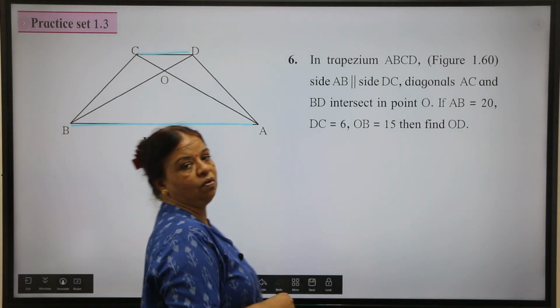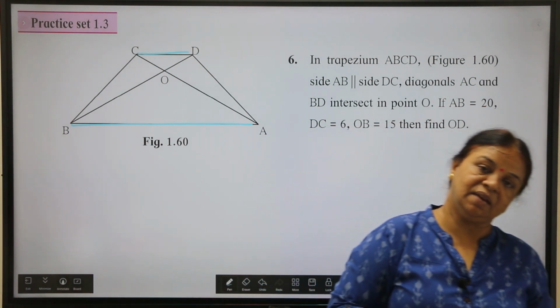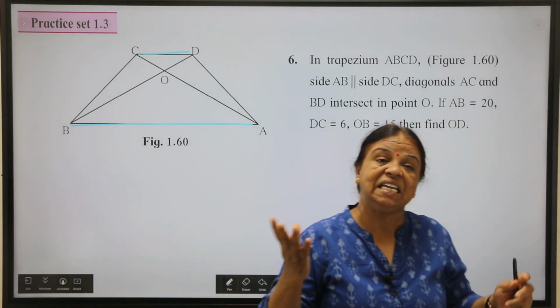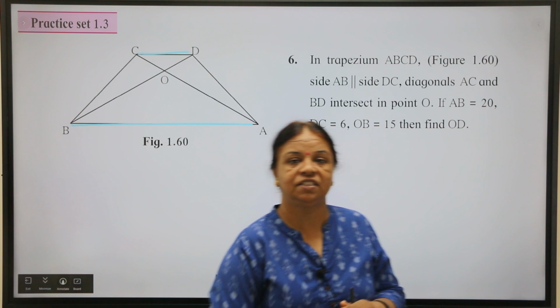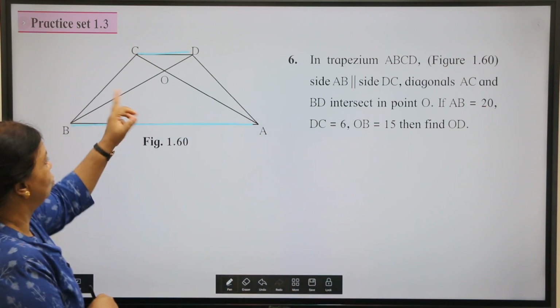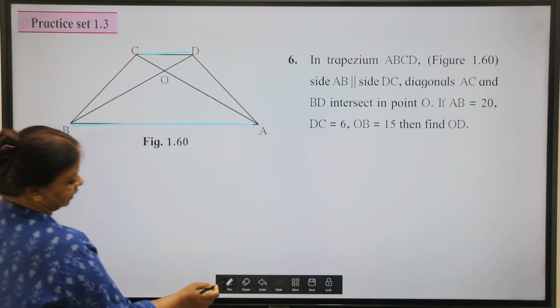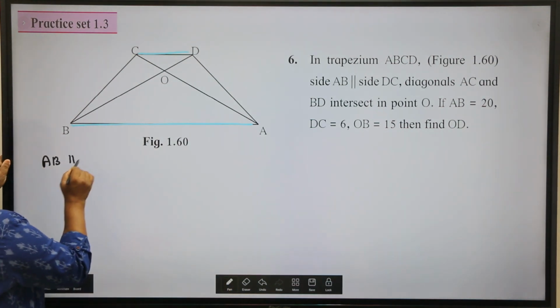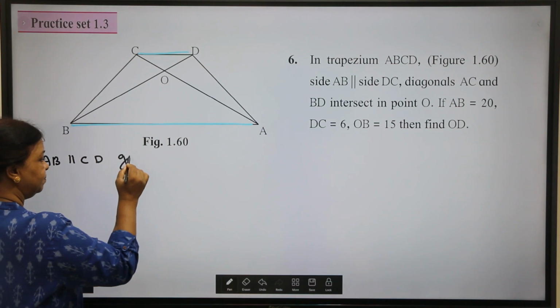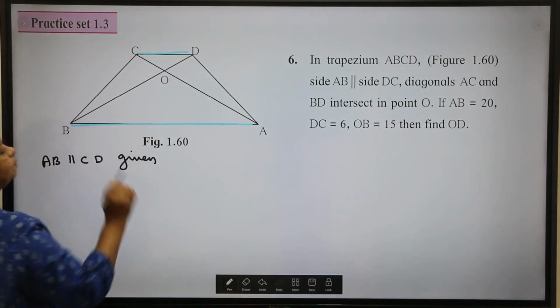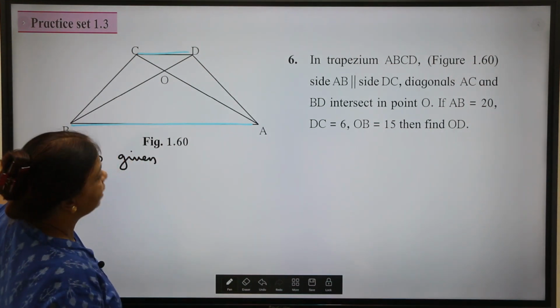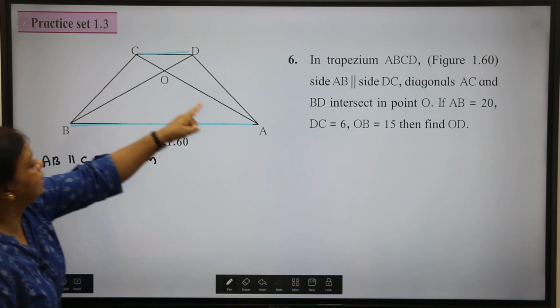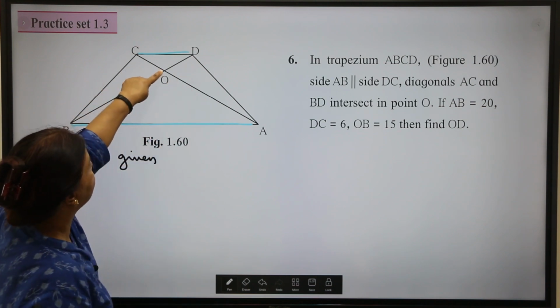It is given also, and in a trapezium sides are parallel. In a trapezium, one pair of opposite sides is parallel. So AB is parallel to CD. Let us write: AB is parallel to CD, given, and AC and BD intersect at point O.